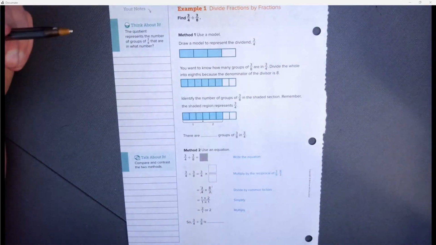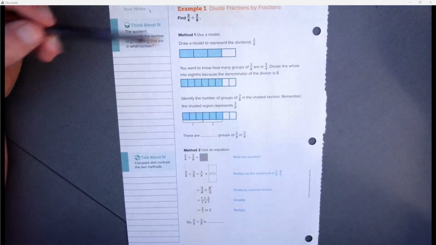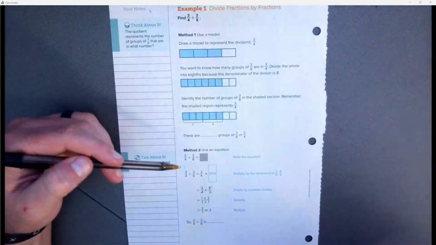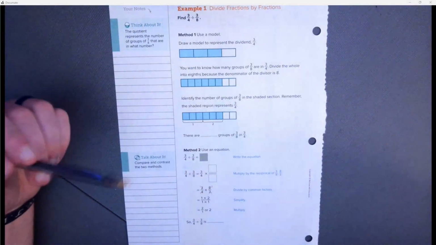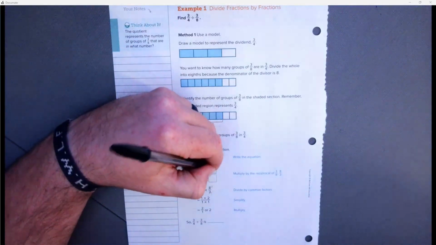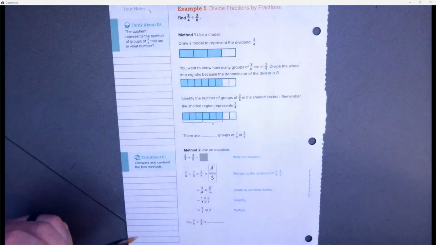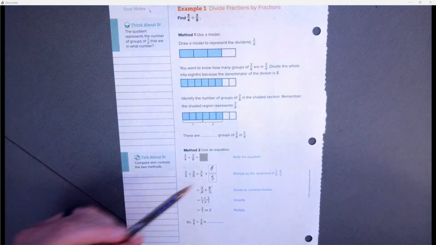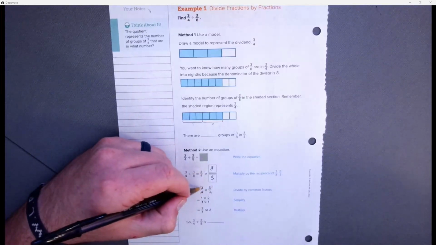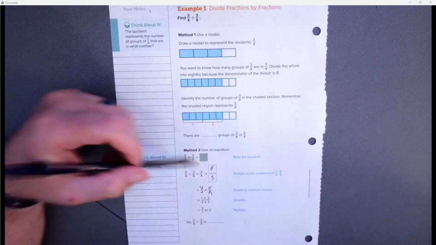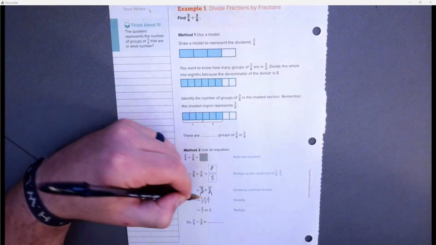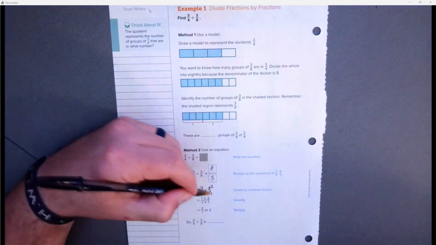Now let's look at example 1 on page 276. It says find 3/4 divided by 3/8. I'm going to jump on down to method 2 using the equation. We're going to use our keep, change, flip method. So 3/4 divided by 3/8 is the same as 3/4 times 8/3. Okay, and we can cross simplify. Since 3 and 3 are the same, we can change both of those to 1 as they've done here. 1 and 1. And since 4 and 8 can both be divided by 4, 4 divided by 4 is 1, and 8 divided by 4 is 2.